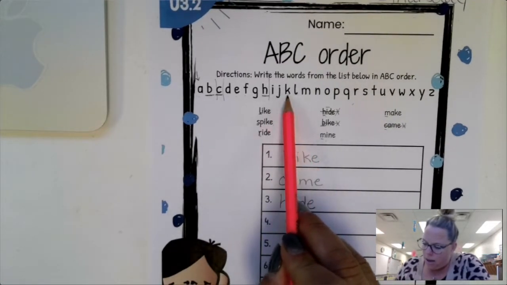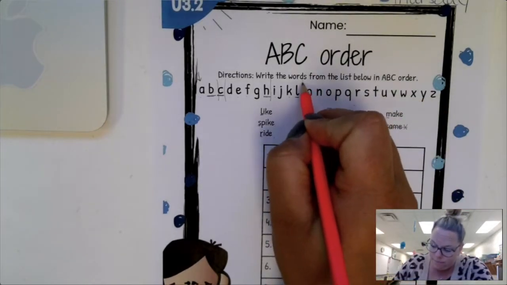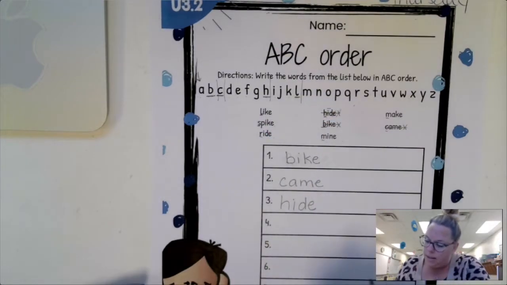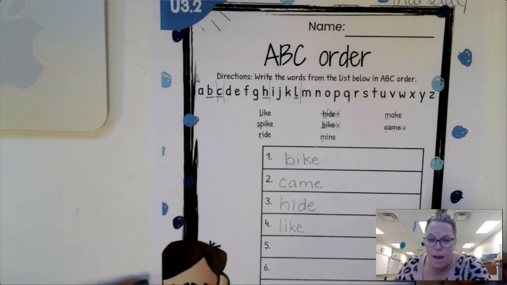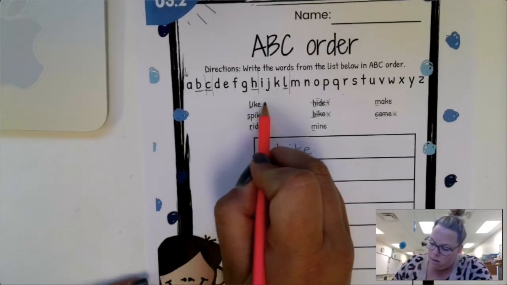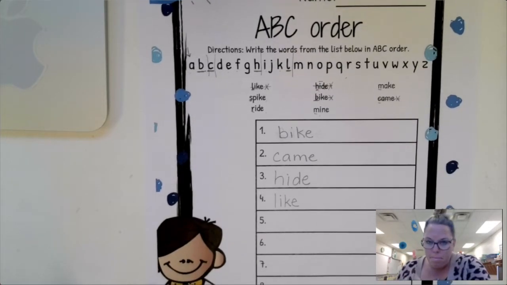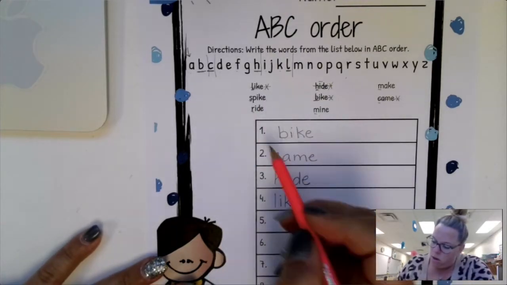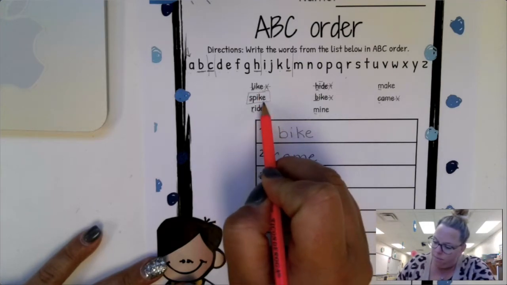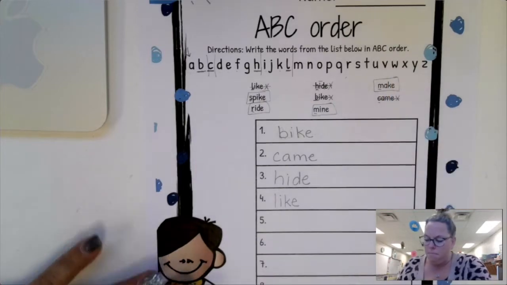I, J, K, L. We come to L next. The word is like. L-I-K-E, like. Cross it off. So you have 4 words left. You have spike, ride, mine, and make.